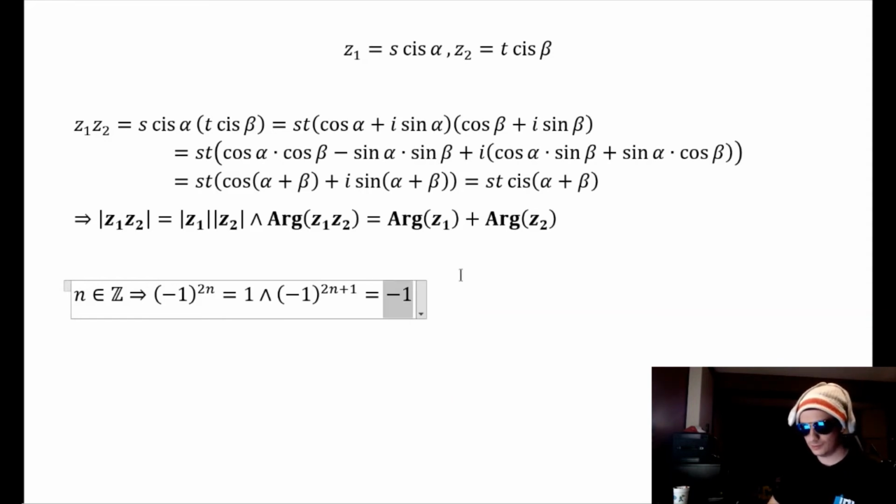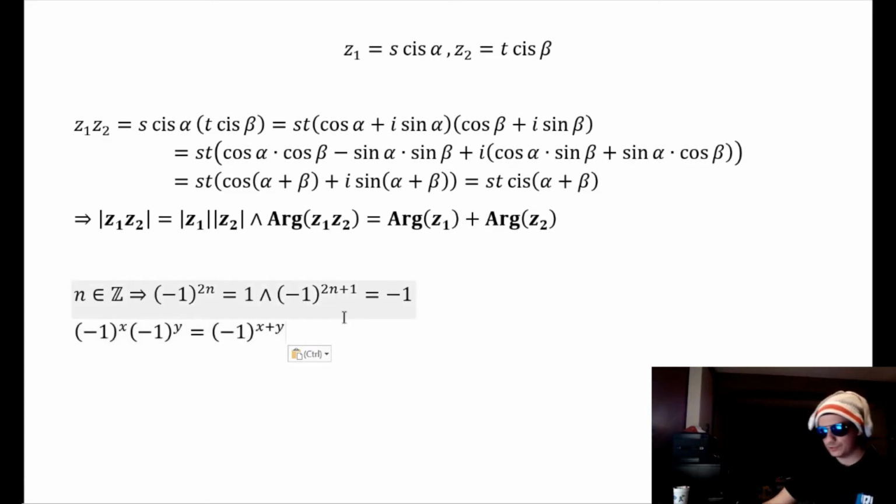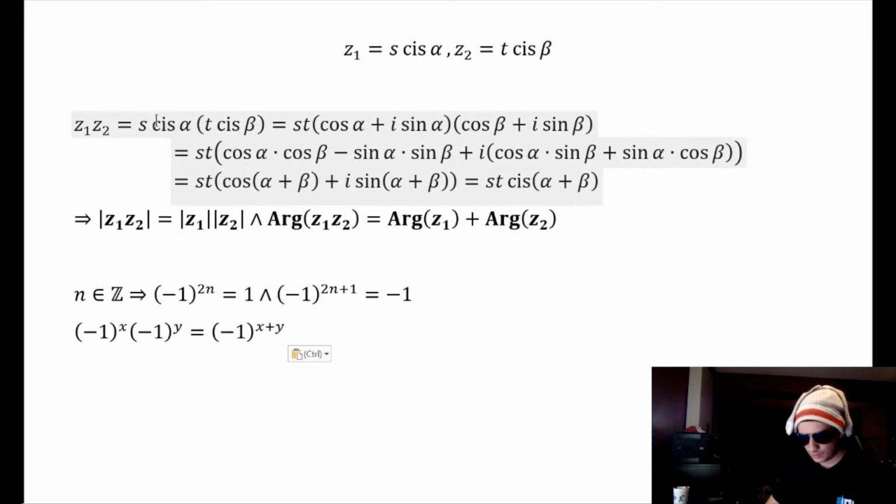Furthermore, what I believe to be the defining property of exponential functions is when you multiply (-1)^x times (-1)^y, you get (-1)^(x+y). Okay. Well, this is pretty similar to what we saw over here, because when you multiplied cis α and cis β, you got cis(α + β).